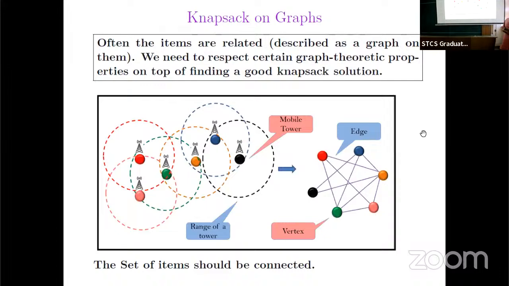What do you mean by knapsack on graph? So something we have observed is that there is some network structure on the items of the knapsack problem. For example, look at this example. Suppose these are possible locations for cell towers, and these are their ranges. So, if I draw the graph, each cell tower is a node, and I have an edge between two cell towers if there is an overlap between them.